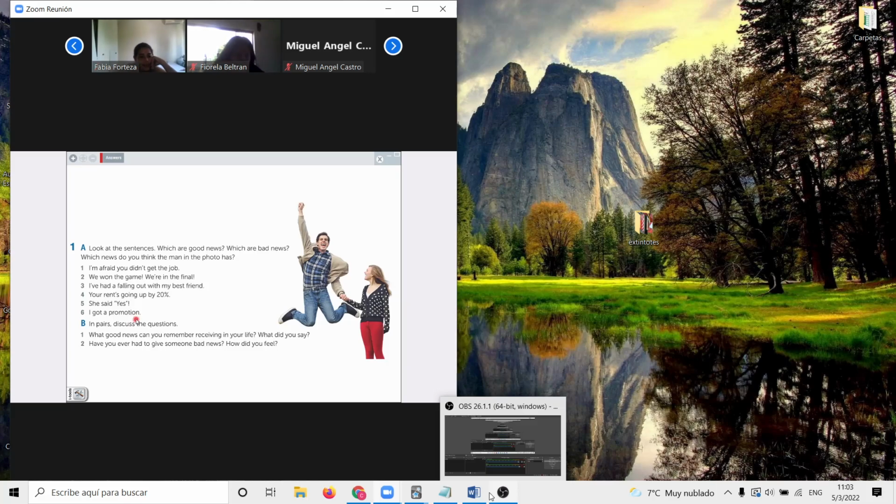Good news. Do you know what a promotion is? When you are working in a company and your boss says, "Hey, you are going to work at a higher level." You're working as an assistant, but now you are going to work as a manager. That is a promotion: you're going to work in another level, another area that is a bit higher, or maybe you're going to be paid more.